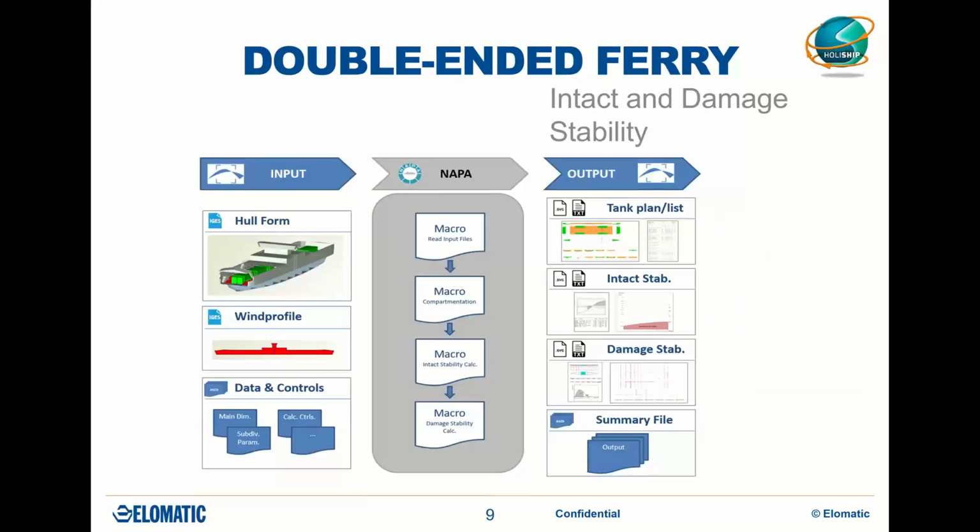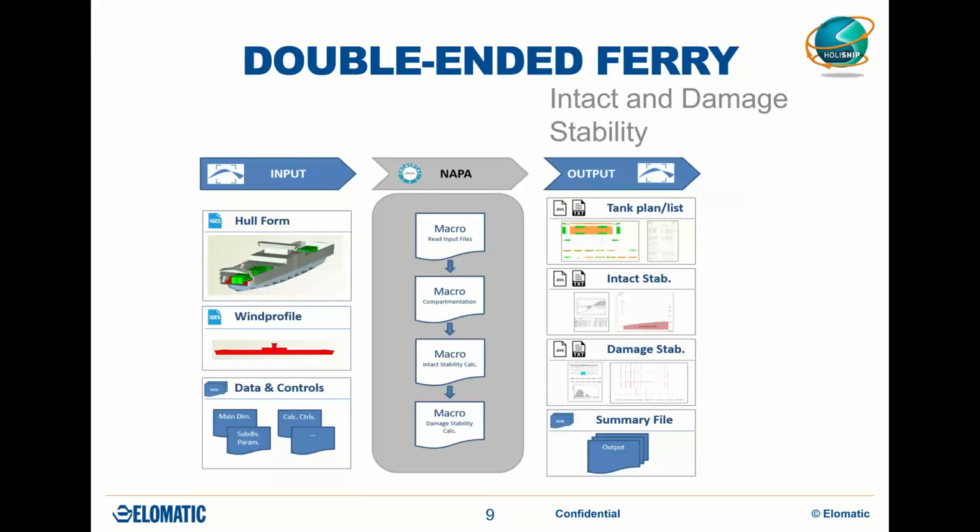That was the CAESES CADMATIC link, and now I will briefly talk about the automated stability optimization that we did. This automated intact and damage stability for the double-ended ferry was performed by Hochschule Bremen University in Germany. They generated a CAESES script which sends a parametric hull form, wind profile, and other data to NAPA, where the compartmentation and analysis is performed.